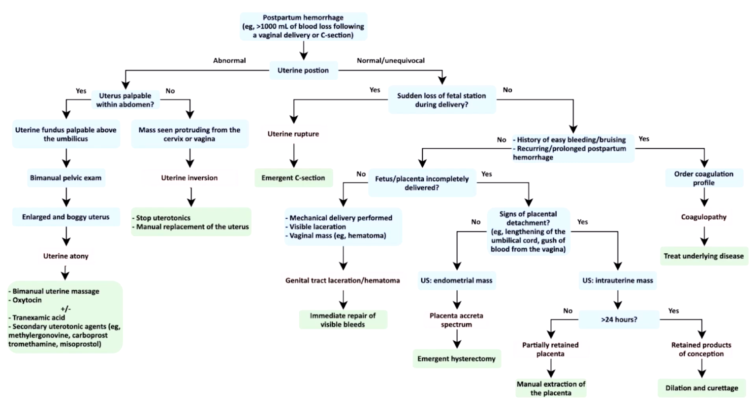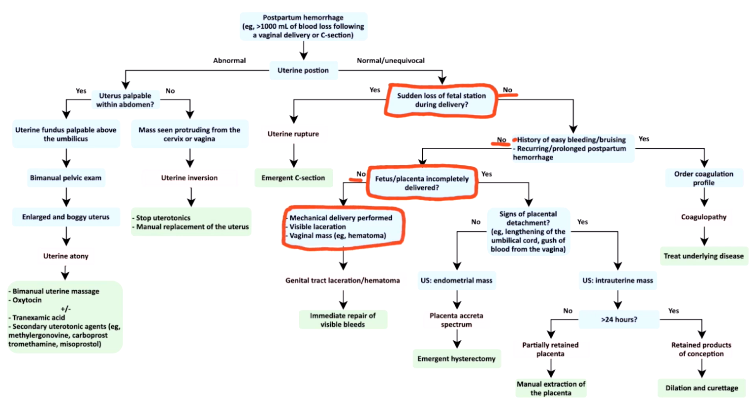Okay, now let's focus on the far right segment of the algorithm. So in a patient who does not experience a sudden loss of fetal station during delivery and has no history of easy bleeding, we should evaluate whether the fetus and placenta were incompletely delivered. If not, particularly if a mechanical delivery was performed, there is a visible laceration, or we feel a vaginal mass, the bleeding is likely due to a genital tract laceration or hematoma.